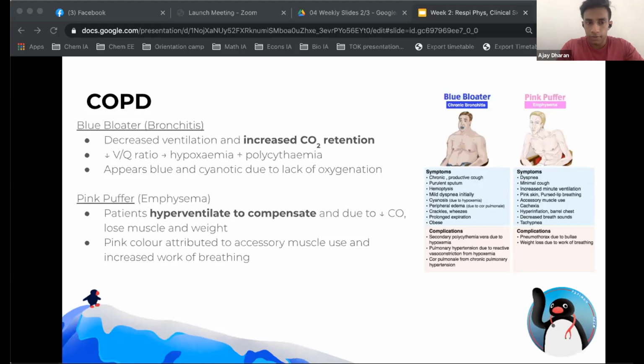So when you have all of this, you basically have a lack of oxygen and they appear blue. For pink puffers, on the other hand, they hyperventilate because they have decreased CO2, right? So they try to hyperventilate to get in more oxygen and get rid of the CO2. When they hyperventilate, they end up using their accessory muscles, the muscles around your shoulder area, in order to breathe. And they tend to be more pinkish in nature because you're increasing your work of breathing. Okay. Now moving on.